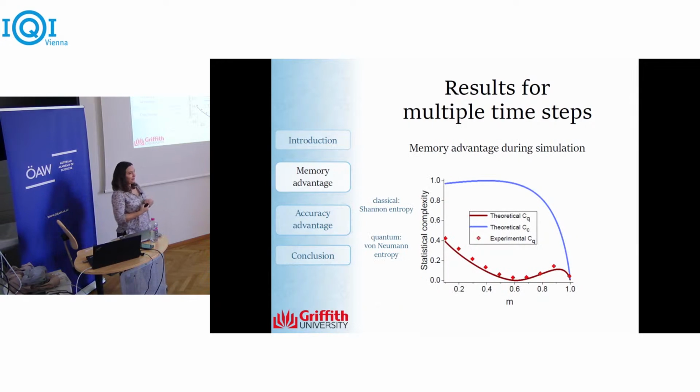Okay, so coming back to the quantum advantage, this relates to Schumacher compression, the complexity, the entropy of the stationary state. Classically, it's the Shannon entropy of the stationary distribution, and this blue line corresponds to the best possible classical simulator you can have for this process. For the quantum case, the equivalent is the von Neumann entropy of the stationary state. The line is what we'd expect, and the data points are what we see in the experiment. So you can see that there's a clear memory advantage there.